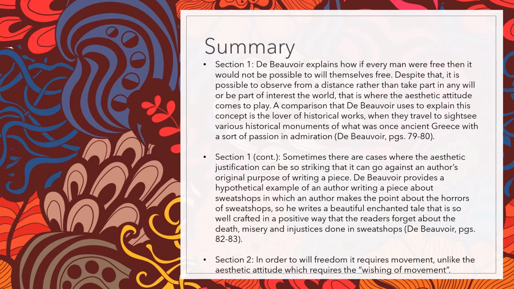Section 1 continuing, there are sometimes cases where the aesthetic justification can be so striking that it can go against the original purpose of writing a piece. A good example of this, and this was my favorite, was the meat packing, actually, excuse me, the sweatshops analogy, which explains that if an author happened to write something controversial about the sweatshops, but instead of being harsh with the truth, it was fabrication and lies, then it would really sell it off as that and not in the way that it was intended. So the aesthetic can be beautiful in that way, where yes, these things happened, but the things that I'm going to mention to you are more deceptive, if anything, if that makes sense.